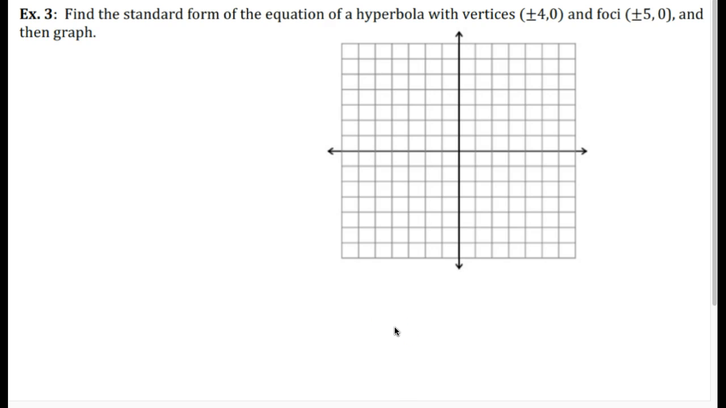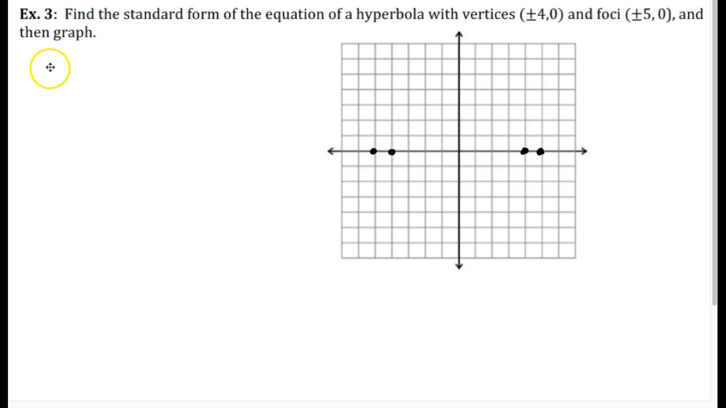Alright, let's finish out the notes here. So this third example says find the equation with vertices at positive and negative 4, 0, and foci at positive and negative 5, 0. I always like to start by graphing this information. So my vertices are here and here, and then my foci are here and here.